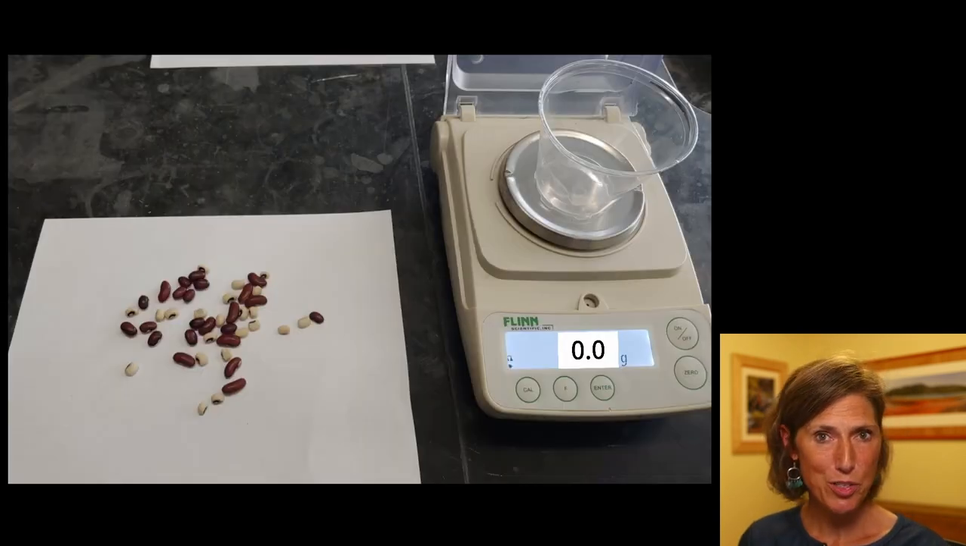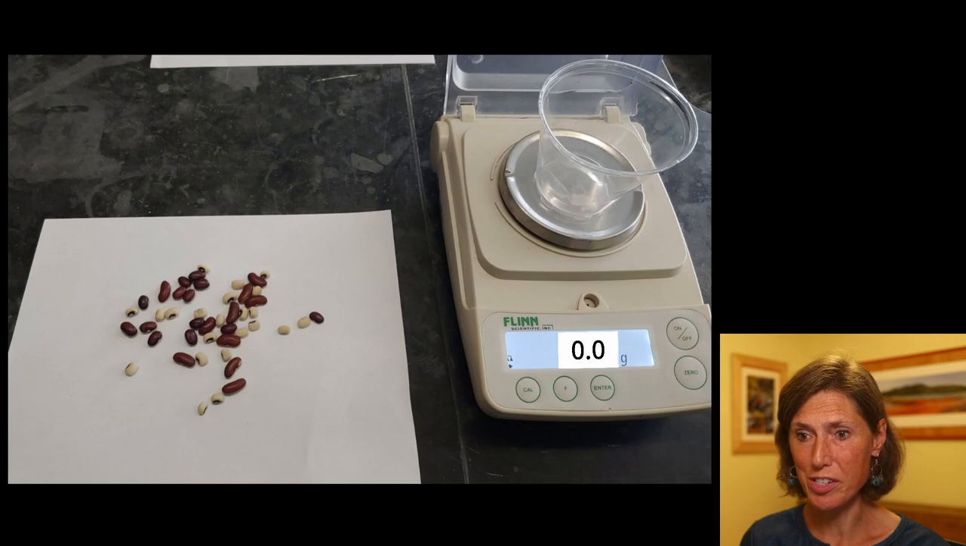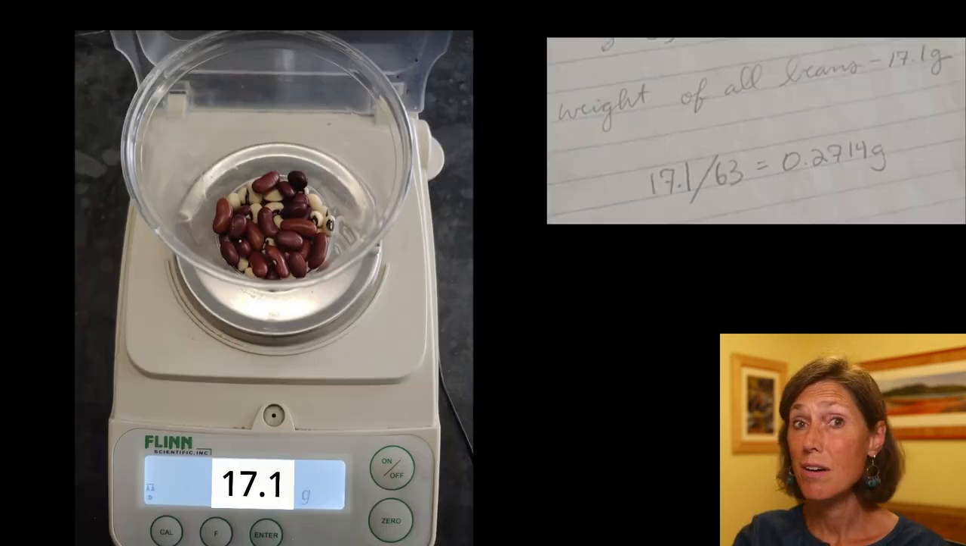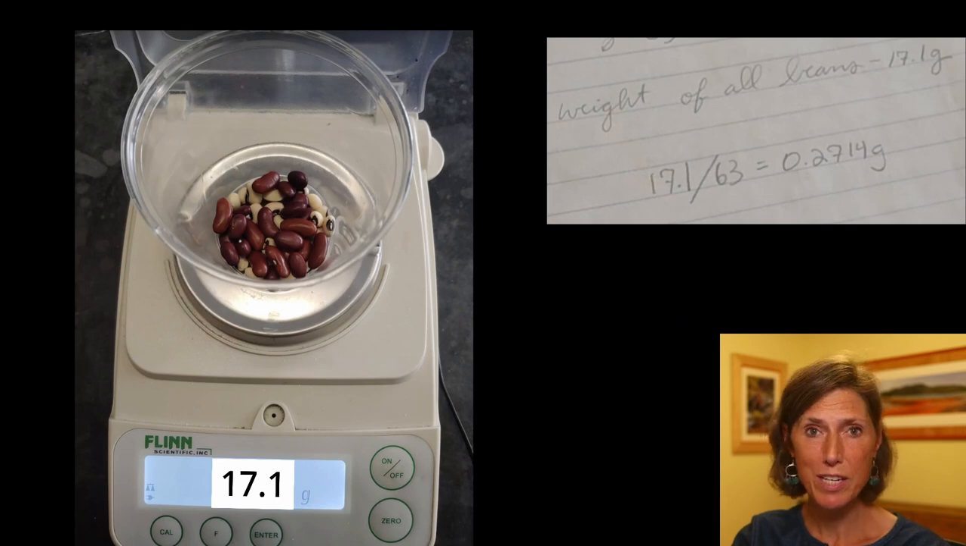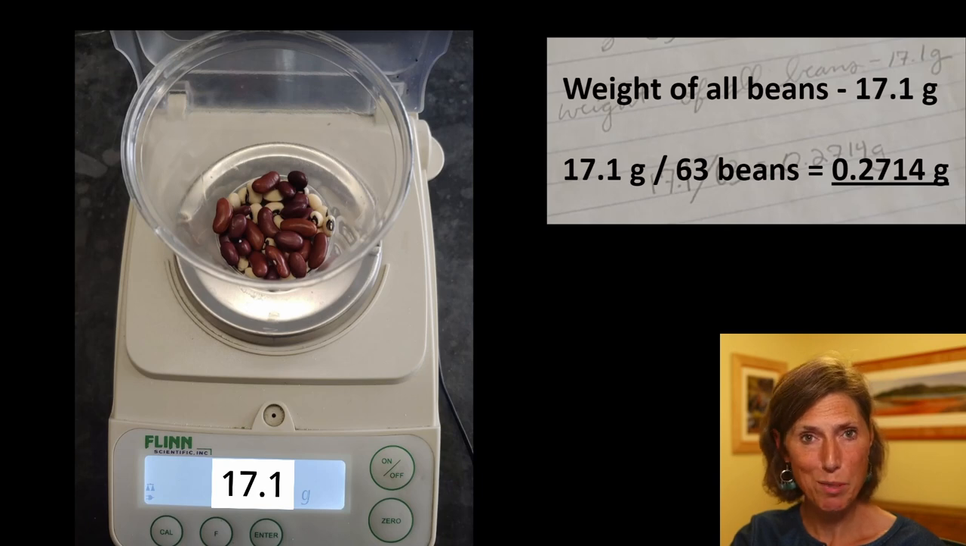I had a couple of students do something very interesting. They took their beans, they did not sort them, they placed all the beans on the balance, weighed them, divided it by the total number of beans, voila, there's the average mass of a bean. Well, why can't it be done this way?